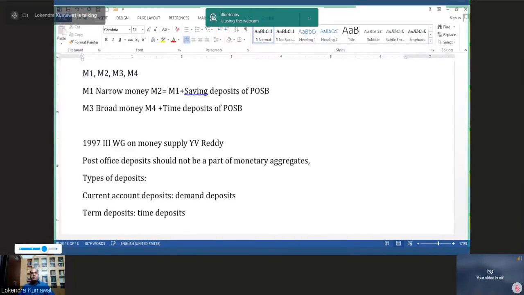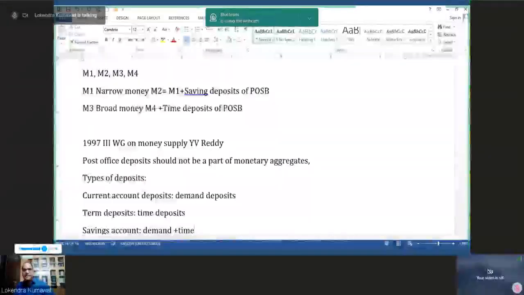And third is the savings account deposits. These are both demand deposits plus time deposits. And this bifurcation is done on the basis of eligibility. That part of your savings account deposits which earn interest are classified as time deposits, and the remaining part which does not earn interest is called the demand deposit.